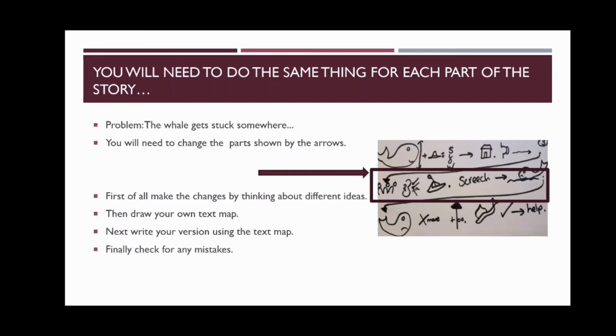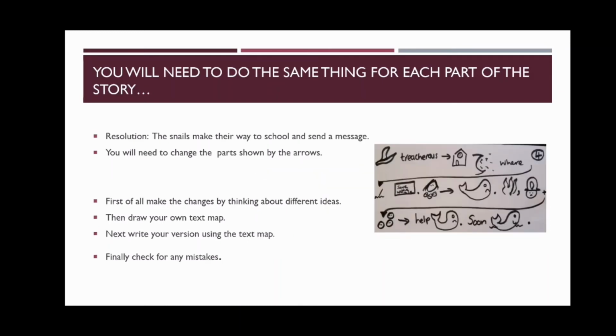Does he get tangled up in pondweed and can't get free? It's your story, so you can choose what you would like to happen. Remember, you're going to follow the exact same structure. First of all, you're going to make the changes by thinking about all your different ideas. Then you're going to draw your own text map. Then you're going to write your own version using the text map. And finally, you're going to check for your mistakes.